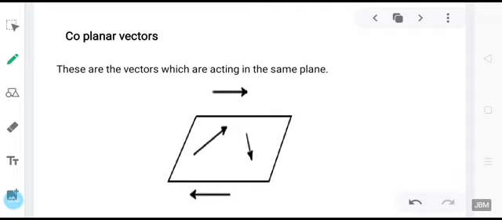Coplanar vectors. These are those vectors which are acting in the same plane. As you can see, A and B, they are on the plane of the paper. So they are coplanar vectors.